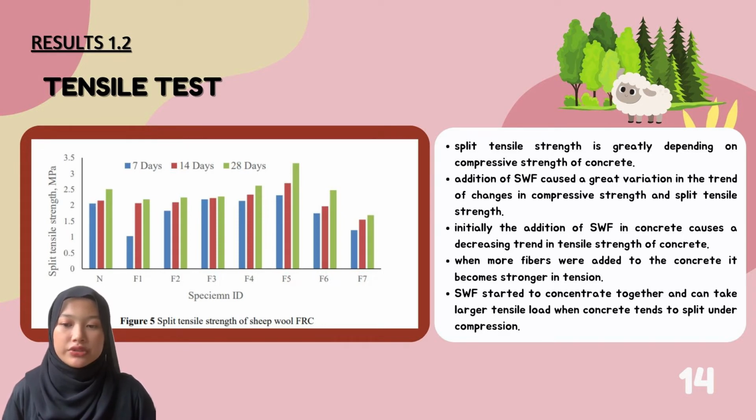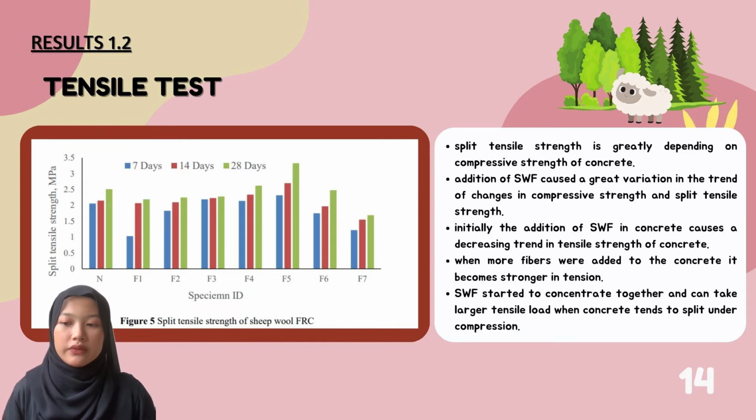Further, the addition of sheet wool fiber resulted in increased tensile strength, with growth of 44.4% to 32.7% over the ordinary concrete for the addition of 2% to 3% sheet wool fiber. This trend was also similar for the 7-day and 14-day curing periods, as shown in figure 5. Thus, the early tensile strength development of sheet wool fiber reinforced concrete is observed to be much lower than the ordinary concrete.